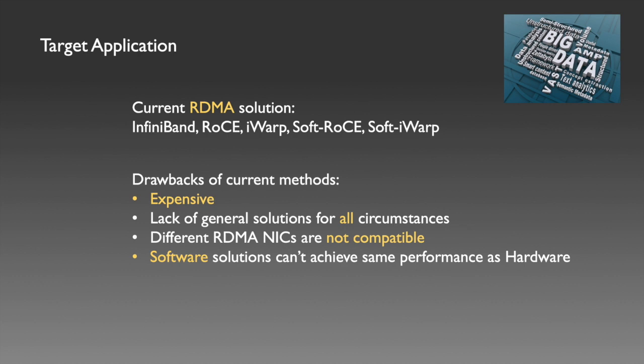We need a special RDMA NIC or switch to support InfiniBand, which makes it incompatible with RoCE and iWARP, and very expensive to implement. In contrast, the soft RoCE and soft iWARP do not need hardware support, but do not get the same performance as hardware RDMA.